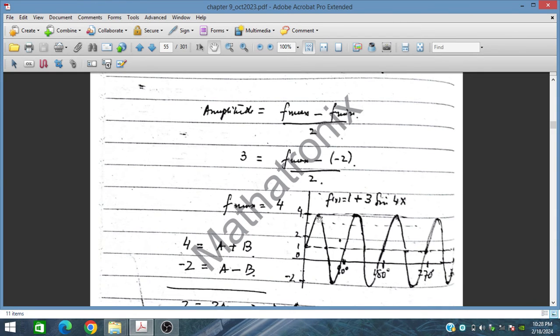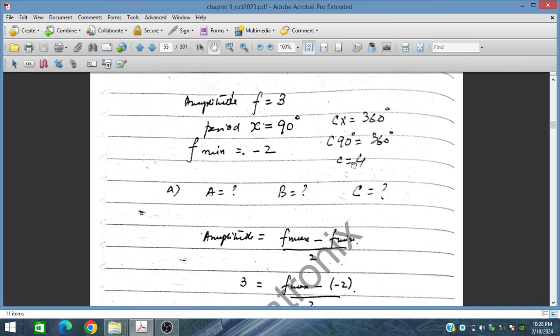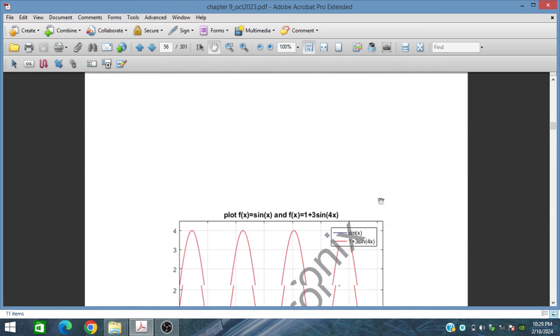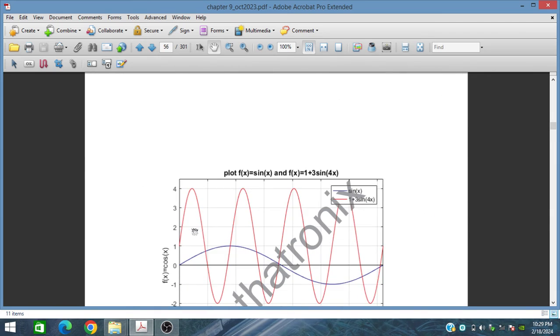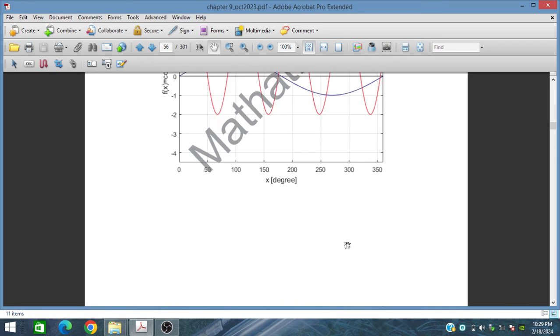So b, this value is 4, and this is -2, so this is 1. So this value is obtained as 1. So a is 1, b is 3, and c was easily obtained from the period. So this is simple, and it is plotted like this. Simple sine x, and this is 1 plus 3 sine 4x. Maximum value is 4, minimum value is -2, intercept is 1. So a, b, c values have been obtained and plotted.